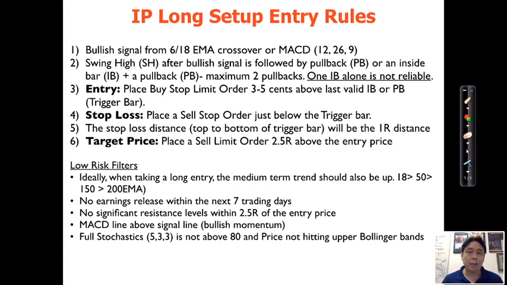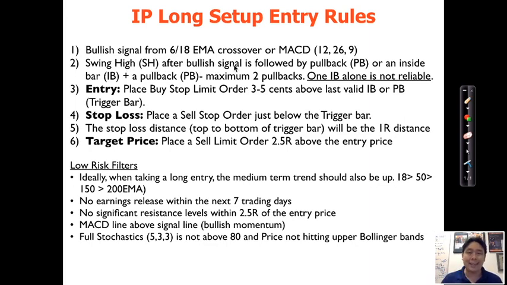Okay. So first, we want to see a bullish signal from either the 6 EMA crossing above the 18 EMA or the MACD crossing above the signal line. Either one has got to give you that bullish signal. Now, right after that bullish signal, you've got to have a swing high. The swing high must be right after the bullish signal.